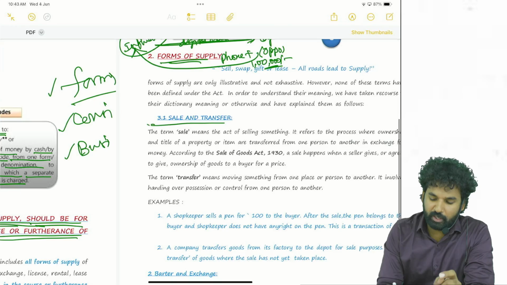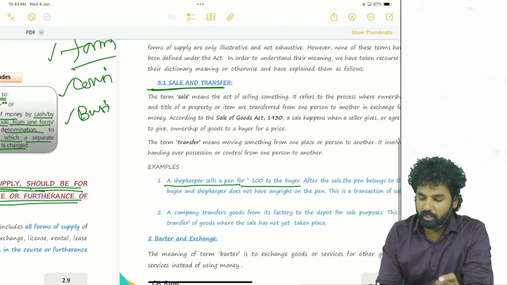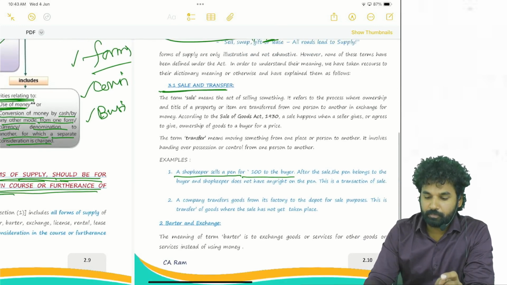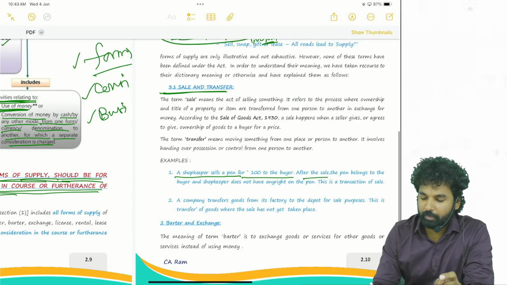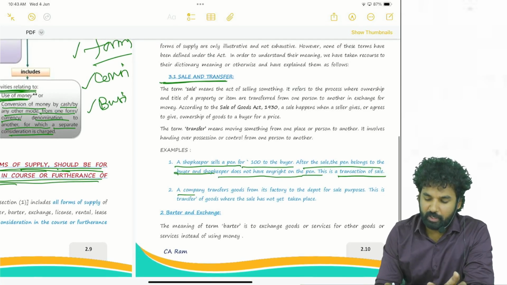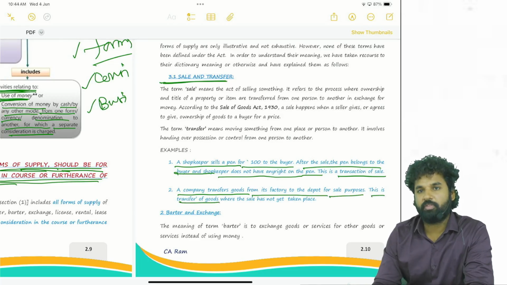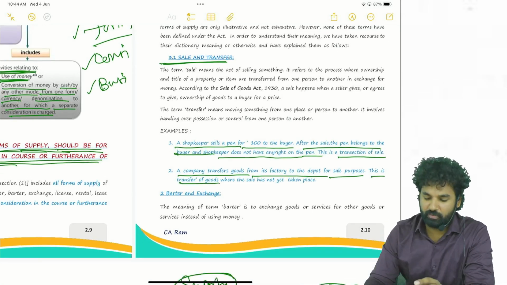See here, sale and transfer. A shopkeeper sells a pen of ₹100 to the buyer. After the sale, the pen belongs to the buyer, and the shopkeeper does not have any right on the pen. This is a transaction of sale. Next, a company transfers goods from its factory to the depot for sale purposes. This is a transfer of goods. Factory to depot, transfer of goods.